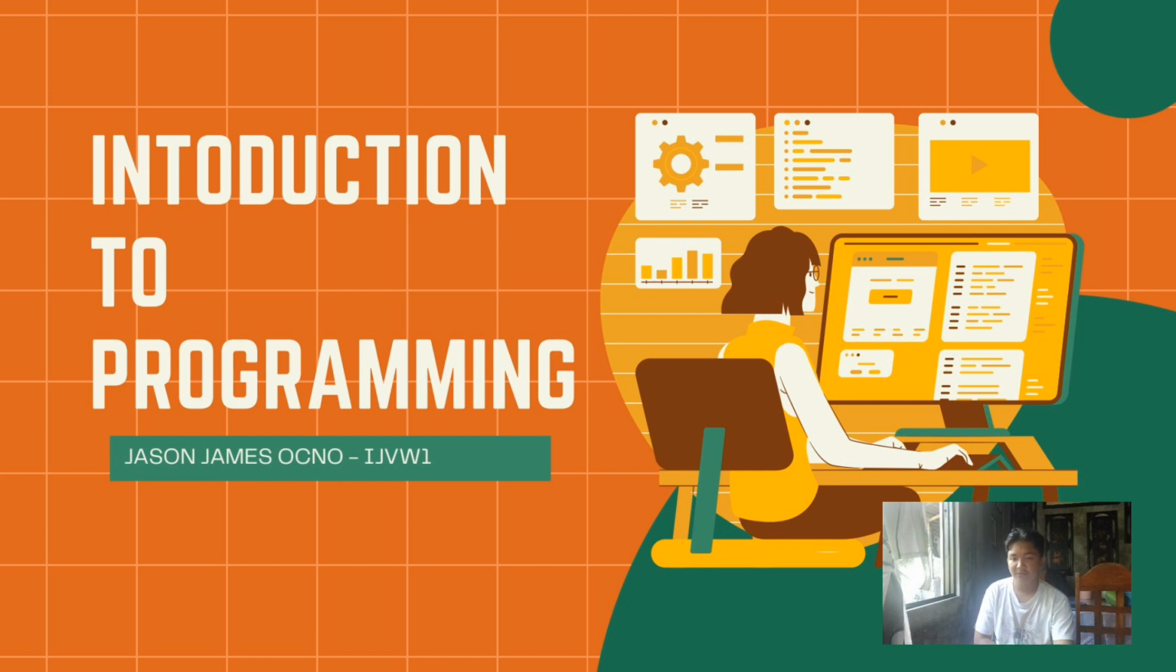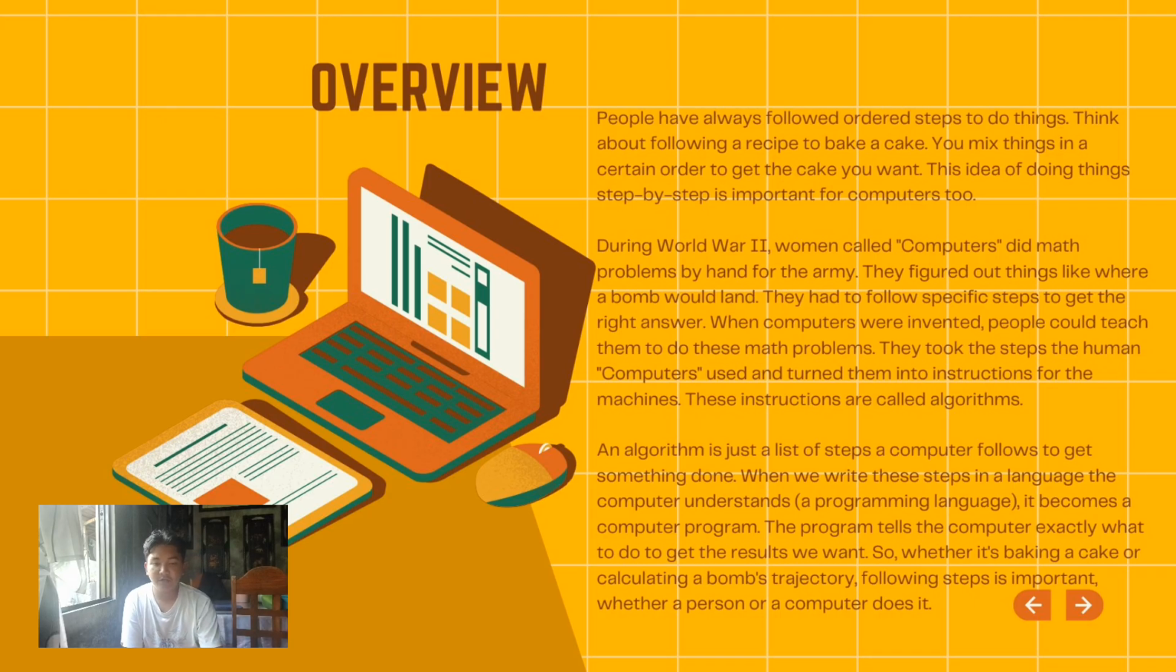So, here's an overview. People have always followed ordered steps to do things. Think about following a recipe to bake a cake. You mix things in a certain order to get the cake you want. This idea of doing things step by step is important for computers too.